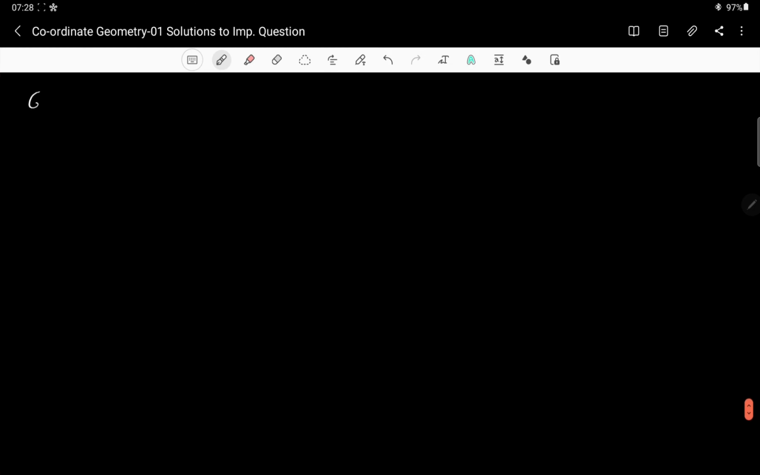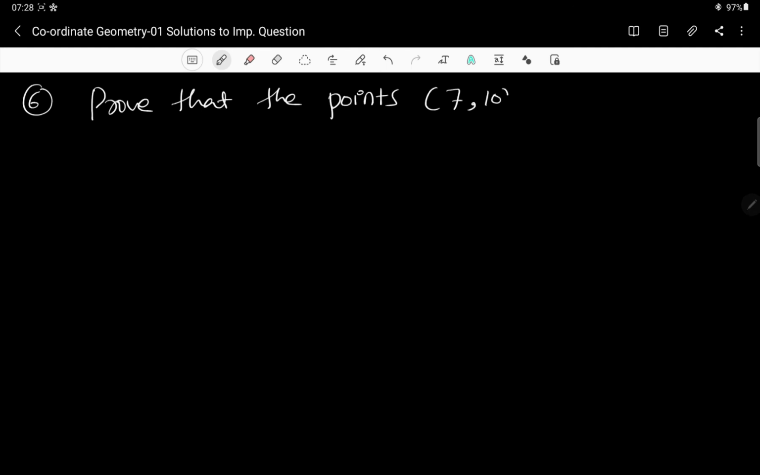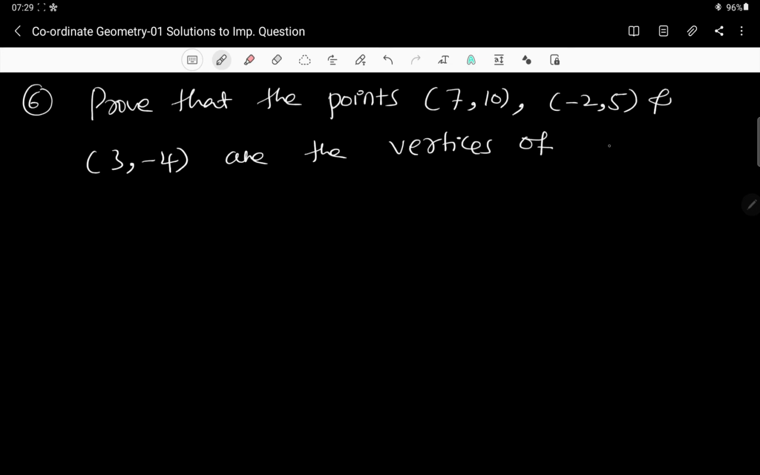Let us get on to the sixth question. That is like this: prove that the points 7 comma 10, minus 2 comma 5 and 3 comma minus 4 are the vertices of an isosceles triangle. All right, try to understand this.